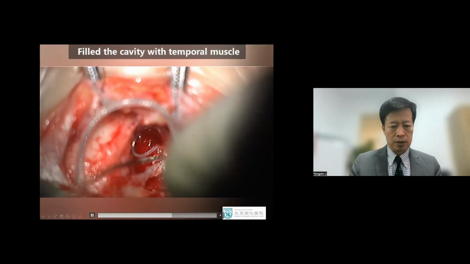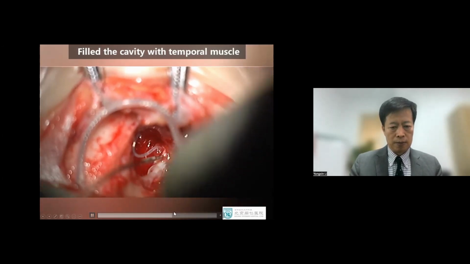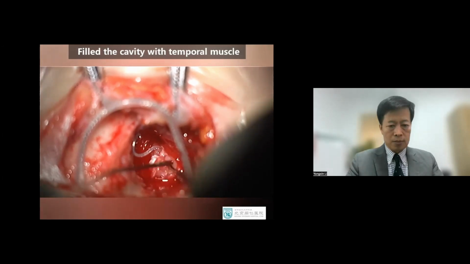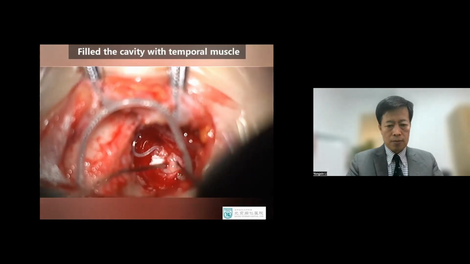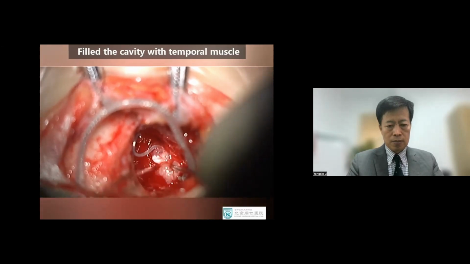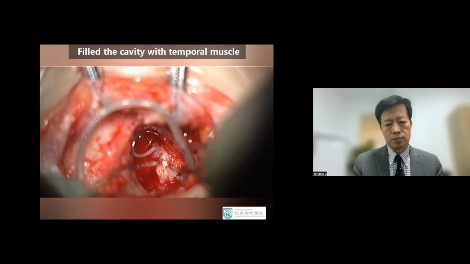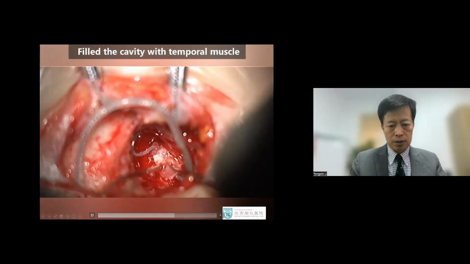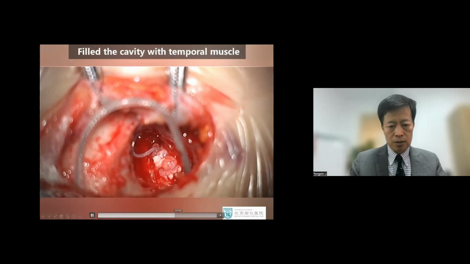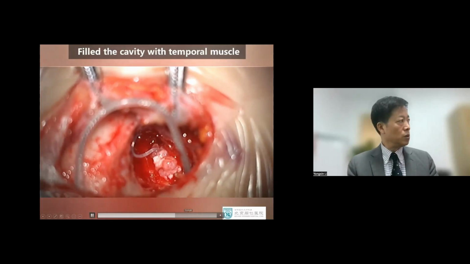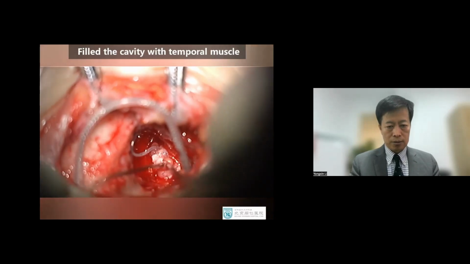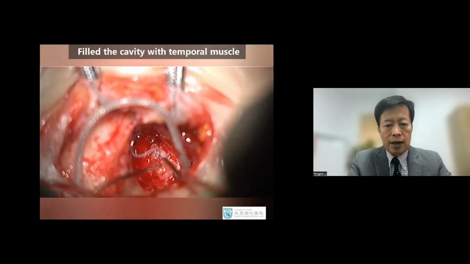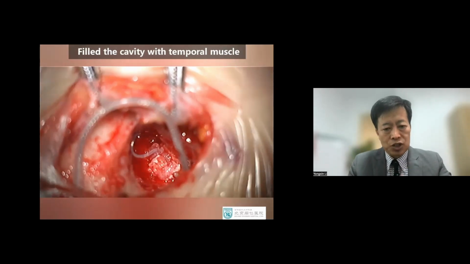So we put muscle inside the cavity, then can fix the electrode.